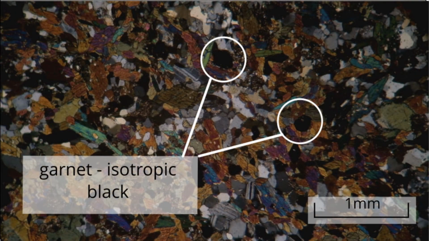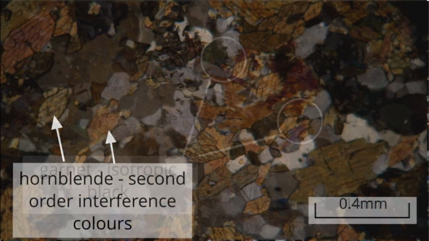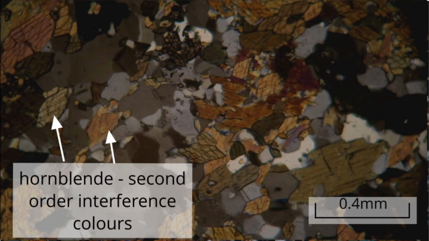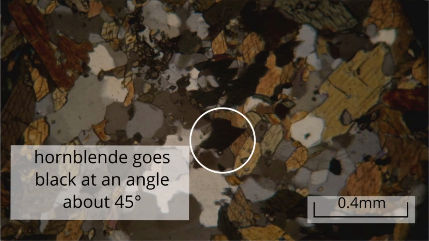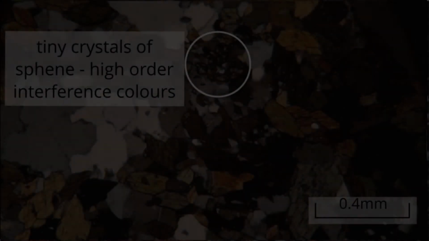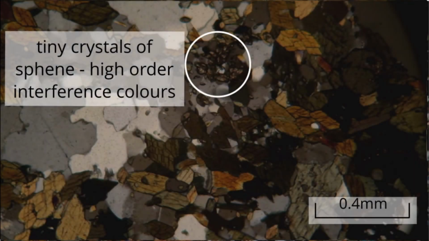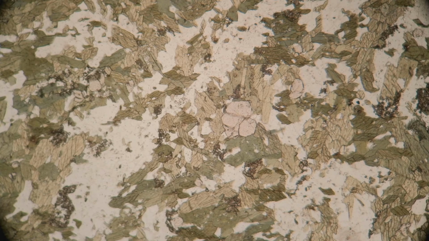Under cross polars, the garnet is isotropic, which means that the garnet crystals go black. Hornblende is recognised by its up to second-order interference colours. It also shows an inclined extinction pattern. The sphene crystals under cross polars show high-order cream and pearl grey colours.